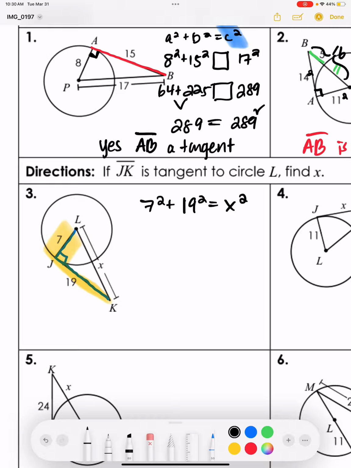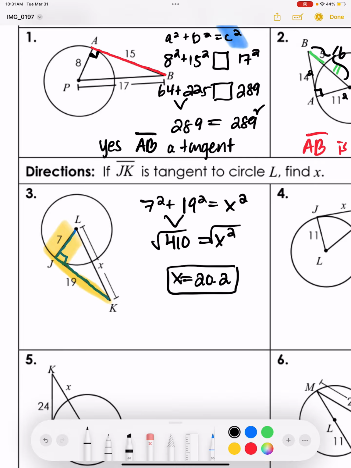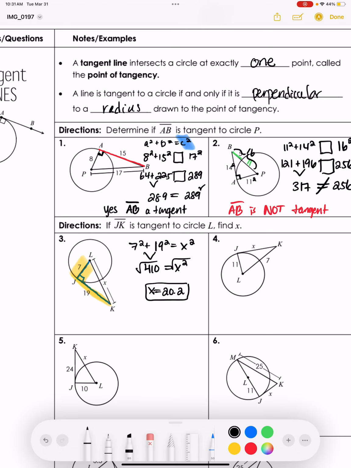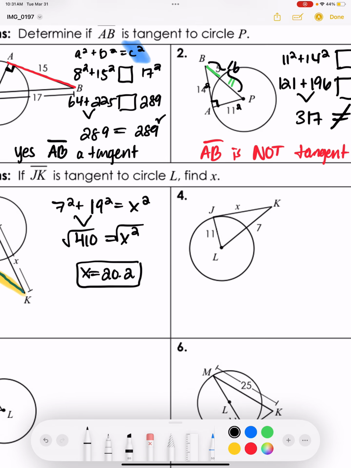Okay, so 7 times 7, that's 49. 19 times 19, and then you add them up. We get 410 equals x squared, and then solve for x. So take the square root of both sides, and we get x is equal to 20.2. And we're done. So that's how long that side is, 20.2. And now it would work as a tangent.